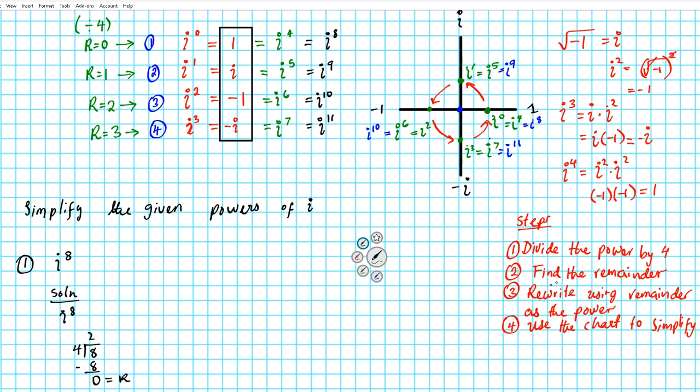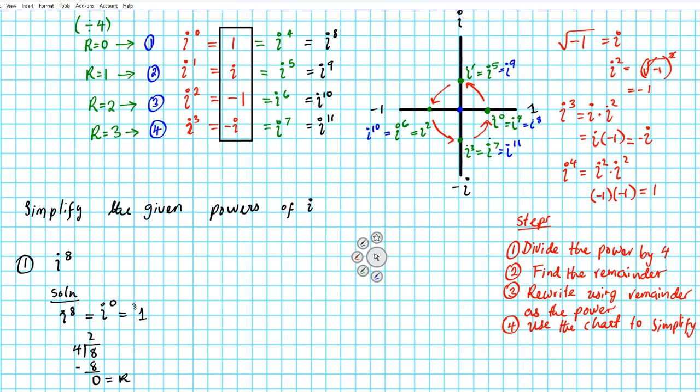Okay, per the steps here, step 3, we're to rewrite using the remainder as a power. So i to the 8th, using our cyclical pattern, is the same thing as what? As i to the 0. See, the remainder becomes a power. Now if you go to the chart here, you can see that i to the 0 is equal to what? i to the 0 is equal to 1. All right, so there goes your answer.